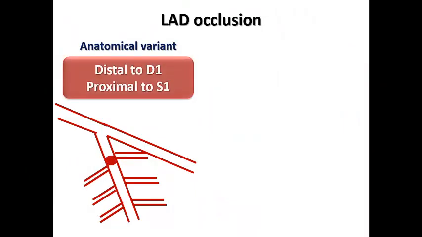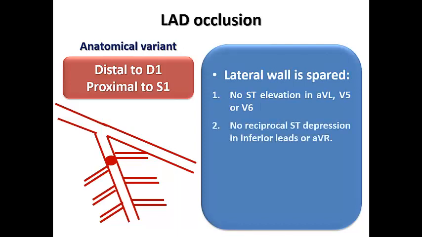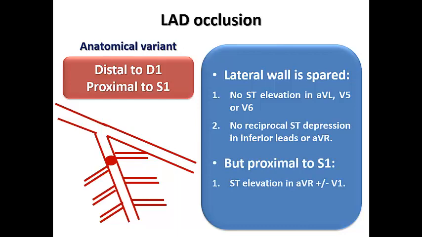There is also an anatomical variant in which the patient can have the first diagonal branch arising proximal to the first septal perforator. So when the LAD occlusion in this uncommon example is distal to diagonal 1 and proximal to S1, the lateral wall here is spared, and so there is no ST elevation in AVL, V5 or V6, no reciprocal ST depression in inferior leads or AVR, but it is proximal to S1, so ST elevation can occur in AVR plus minus V1, and the patient may develop bundle branch block.